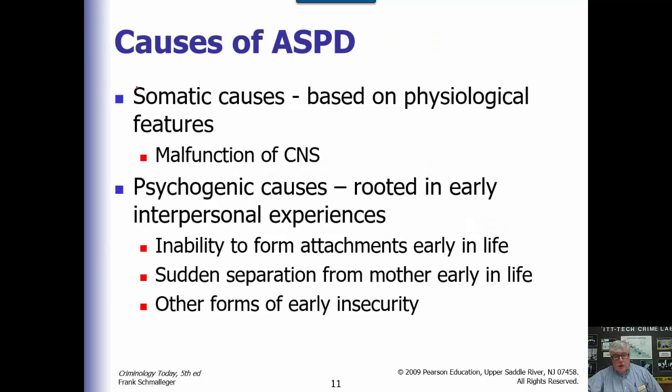Some causes, somatic causes are things that are based within the body, physiological features. So maybe your central nervous system malfunctions. Psychogenic causes are those that came from the environment that you're in, your relationships that you had in your life. Were you able to form attachments with mom or dad or other family members? Were you separated from mom earlier in life, which then caused you to become antisocial? Some other forms of early insecurity that might have caused this. So it could be either medically or psychologically in the brain based, or caused by the environment that you grew up in.